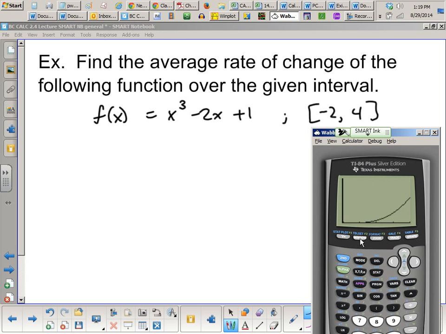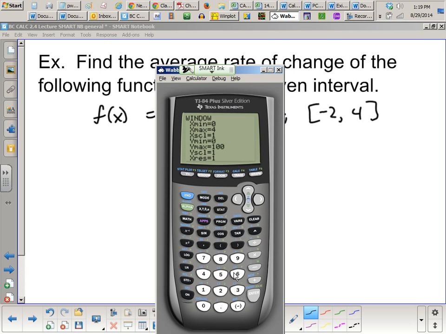Let's go to window and let's make it go from -2 to 4 like it says. And for y min, I'll just do -5 and y max +5. Let's just see if that works. I might need to fix that. Okay, let's graph that thing. Not a bad graph for a first zoom. Sometimes I have to fix those.